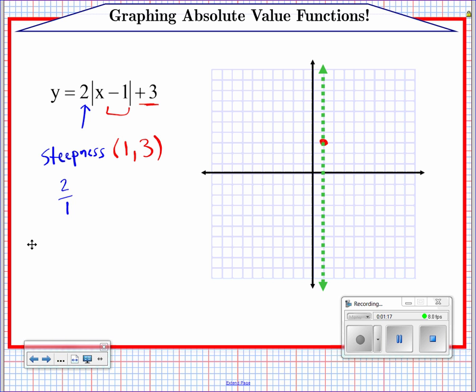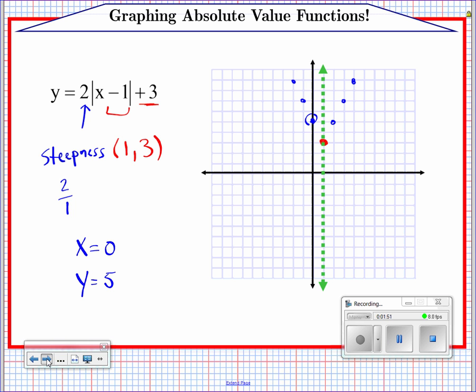So to the right of the vertex, I'm going to go up 2 over 1, up 2 over 1, up 2 over 1. And to the left of the vertex, I'm going to plot mirror points. Up 2, back 1, up 2, back 1, up 2, back 1. And that's all it takes to graph one of these. If you don't trust that, plug in, say, 0 for x, and hopefully you'll get y equals 5. That's how you could check to see if you've done it correctly.